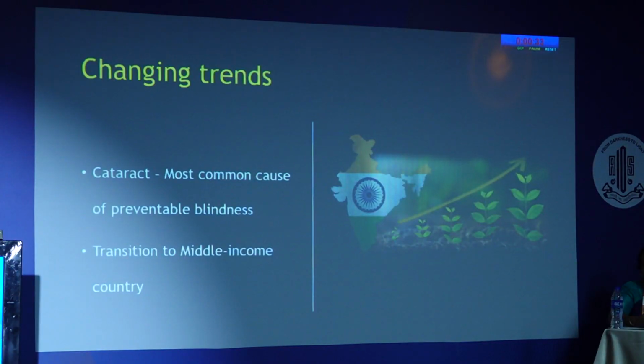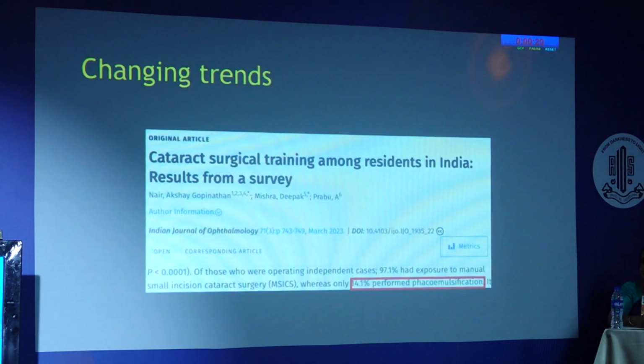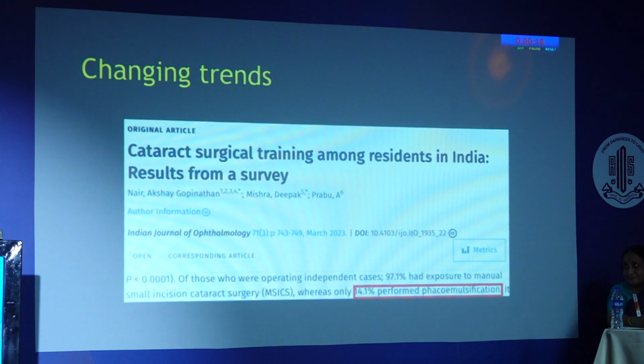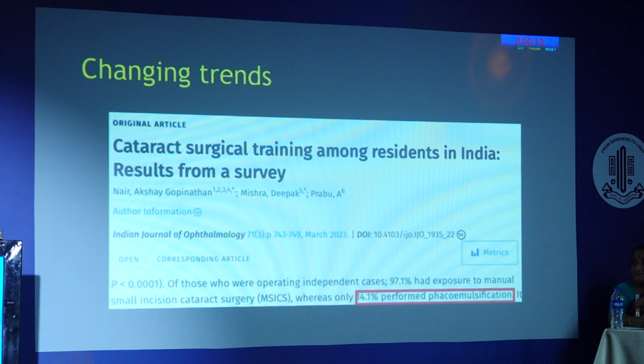As we all know, cataract is the most common cause of preventable blindness, and as India transits from a low-income to a middle-income country, improved accessibility to eye care is expected, which will in turn improve the quality of life and decrease the dependency. A recent survey has shown that only 14% of ophthalmologists are exposed to phacoemulsification during their residency. This is concerning considering what the future demands.